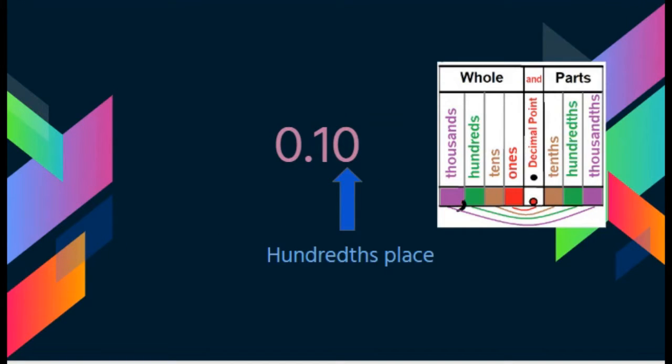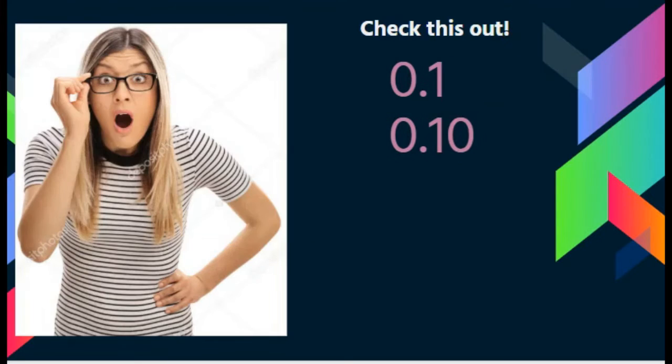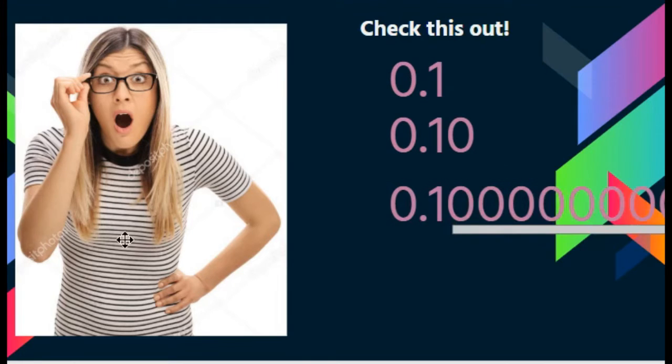Now, are you ready to have your mind blown? Check this out. These two decimals right here, 1/10 and 10 hundredths, are actually worth the same amount. In fact, I could even write 0.100000000 and just go on as long as I wanted, and they would be worth the same amount. They are considered equivalent or equal in value. So let's talk about that a little bit more because your mind is probably just blown right now.